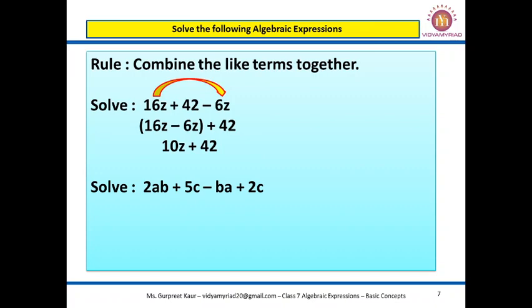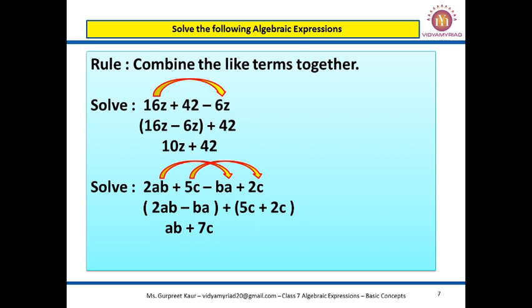Let's take another example. Now you have 2ab plus 5c minus ba plus 2c. Let's find out which are the like terms over here. See, 2ab and ba are the same; ab and ba, we can shuffle it. It is treated as like terms only. Then 5c and 2c, see the variable c is there. They are also like terms. Rearrange it in groups. It becomes 2ab minus ba plus 5c plus 2c. Solve this. You will get ab plus 7c, which is your final answer.